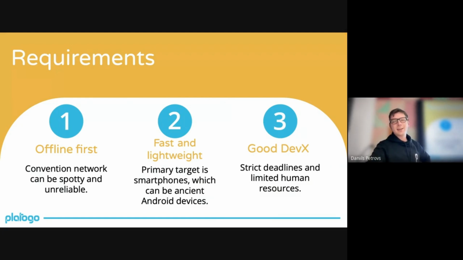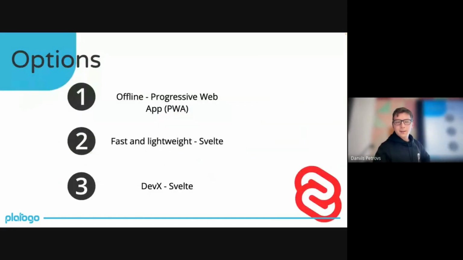And if you're building something like this, you also want a good developer experience, right? Because someone has to actually work on this and build this, and they also need to be able to do things very, very quickly. So offline PWA is built exactly for these kind of circumstances because it's a web app that works completely offline if you wanted to. Fast and lightweight, Svelte, exactly right up our alley. And developer experience also with Svelte was really great. It met that requirement as well.